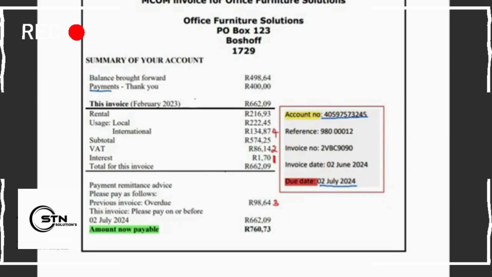134 becomes 4. 216 becomes 5. 222 becomes 6. Then 7 is 400. 498 is another 8. Then we have a 9 here. And we have a 10 here.